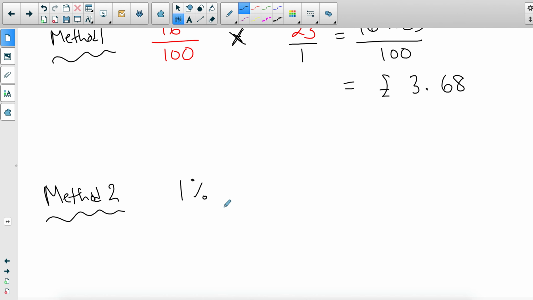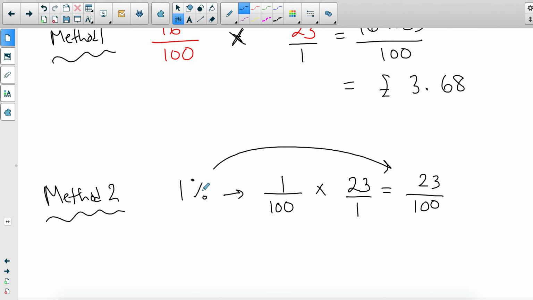So the 1% of 23 would basically be, well, same idea. 1% is 1 over 100 times 23 over 1, and that will be 23 over 100. You don't need to go through this step. You can immediately think that if I want to find 1% of something, I'm always going to divide it by 100. So 1% means divided by 100. So 23 divided by 100 is easily 0.23.